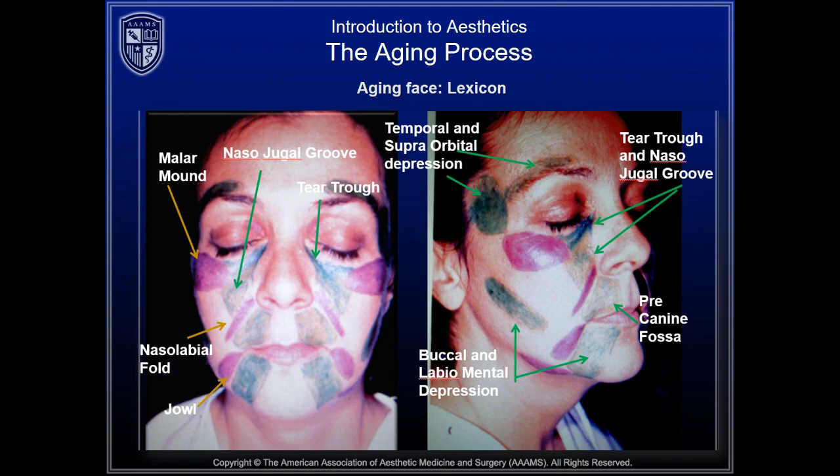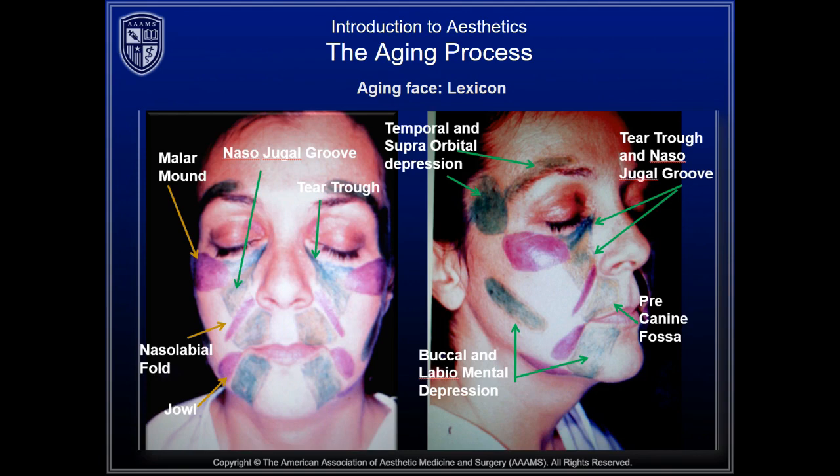This is a very good demonstration of the changes that happen during the aging process, showing the dynamic relationship between the fat compartments. The green areas marked are where the fat compartments lose volume. These include the temporal and supraorbital depression, the tear trough, the nasojugal groove, the medial cheek fat pad, the precanine fossa, the buccal, and the labiomental depression.